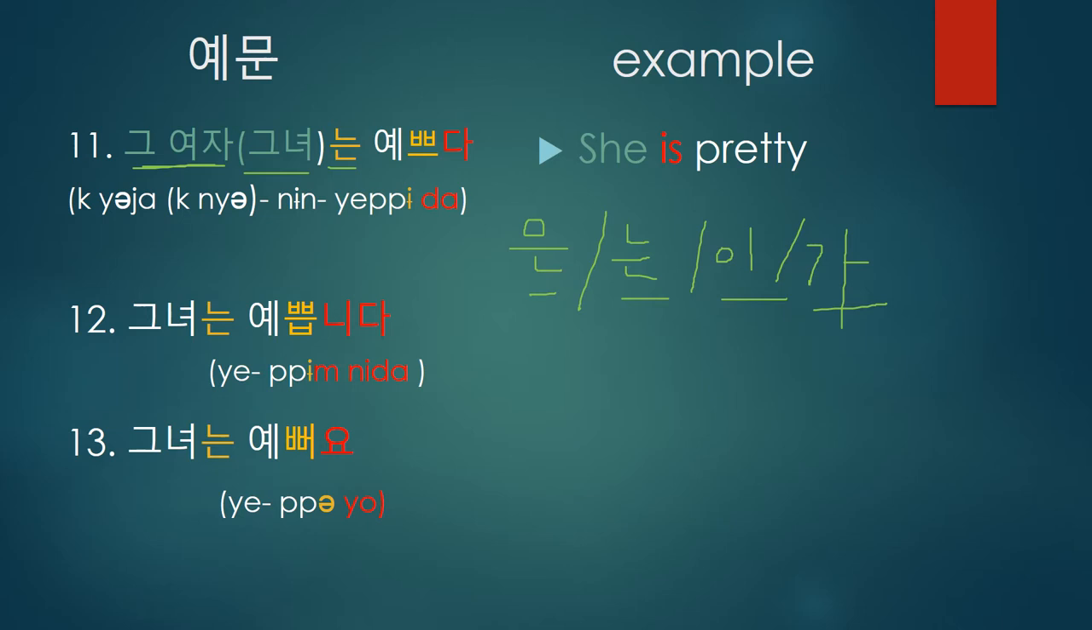Okay? Last, number 12. 그녀는 예쁩니다. 예쁘다 means pretty. 예쁩니다. It ends with 읍니다. It's a form of formal written and also spoken Korean style. It ends with 읍니다. 씁니다. It's the present form.